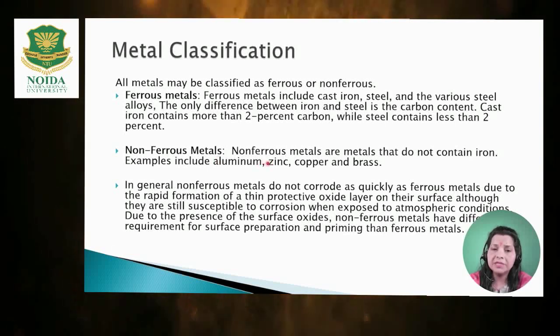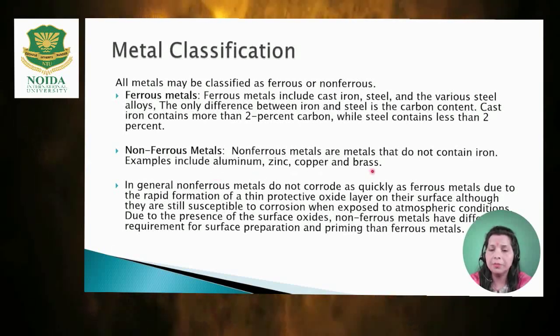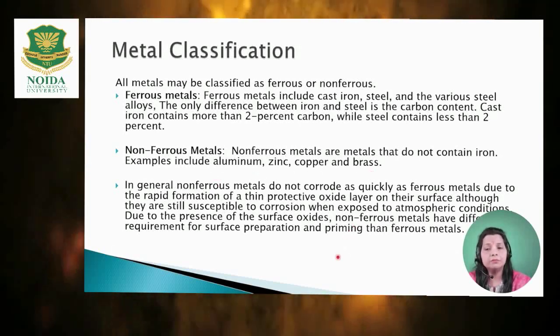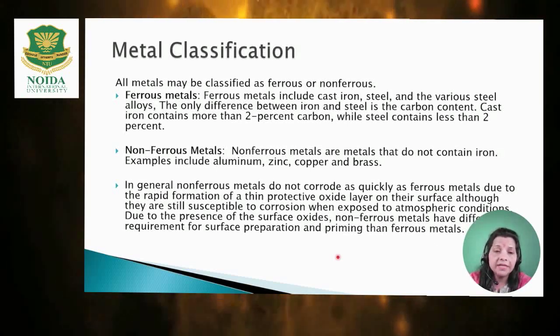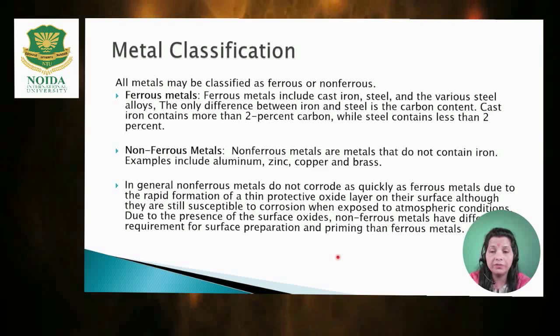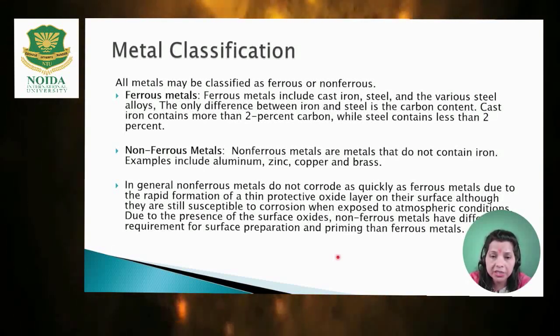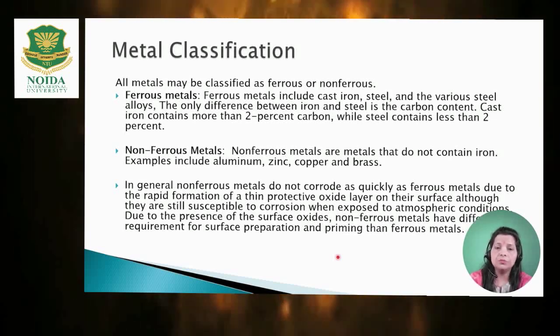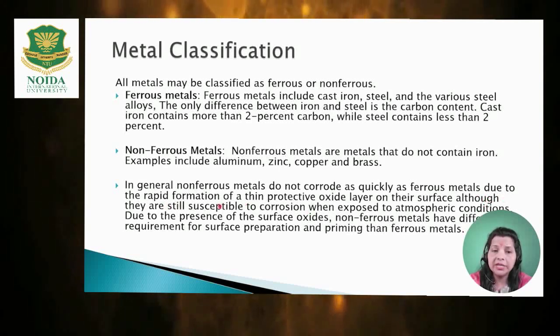Another type is the non-ferrous metals. Non-ferrous metals are metals that do not contain iron. Examples include aluminium, zinc, copper and brass, right? So in general, what is the main difference between ferrous and non-ferrous? Ferrous metals can corrode easily; they have the property of corrosion, right? Means they can be affected by atmospheric moisture and water. Non-ferrous metals do not corrode as quickly as ferrous metals due to the rapid formation of a thin protective oxide layer on their surface, although they are still susceptible to corrosion when exposed to atmospheric conditions, right?